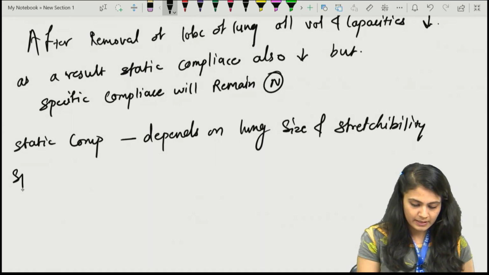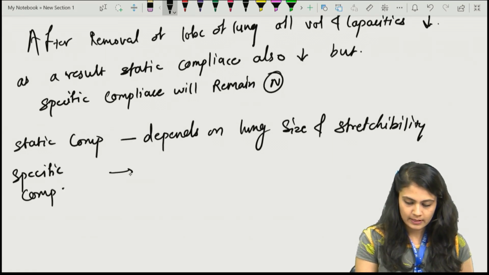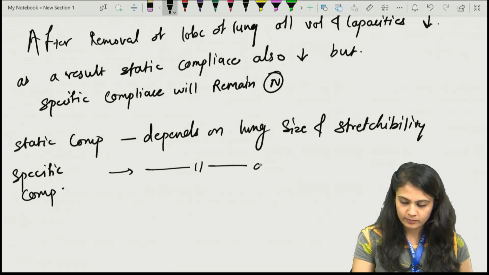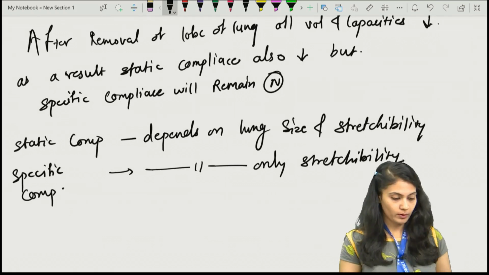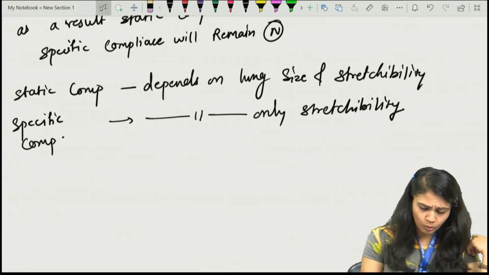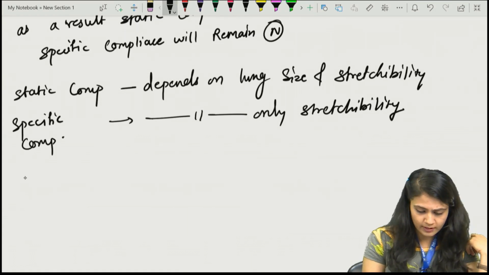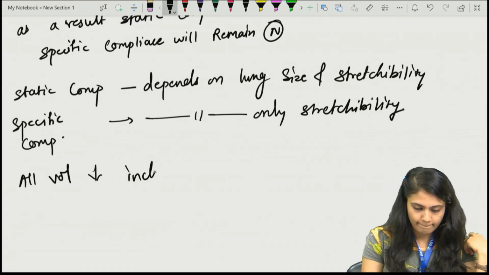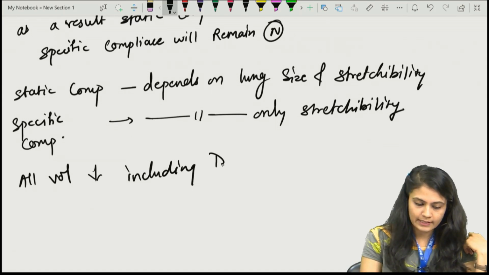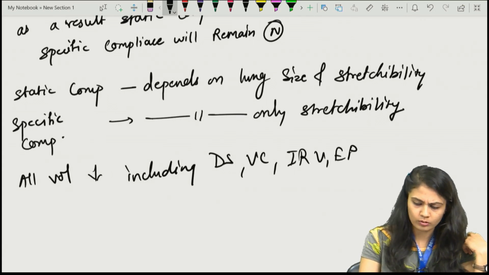While the specific compliance depends only on stretchability, that's why it will remain normal. So what are all the volumes that are decreased? All volumes are decreased or reduced, including dead space, VC, IRV, ERV and all those things.